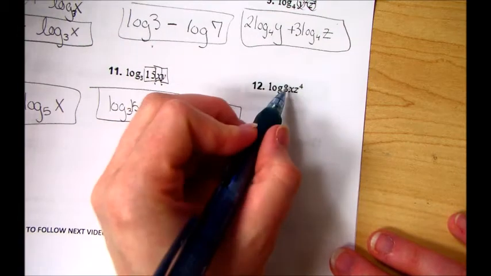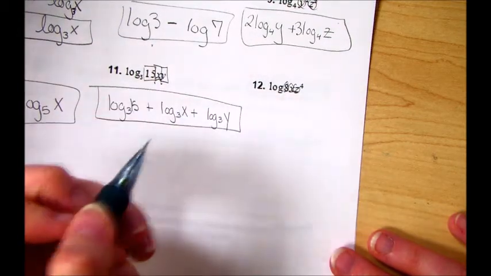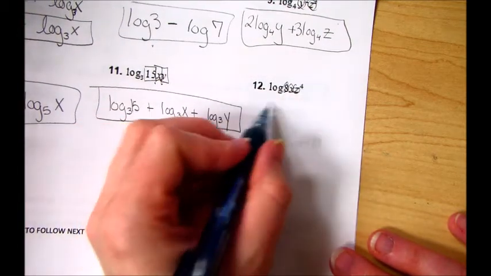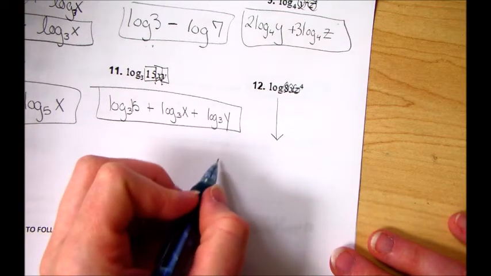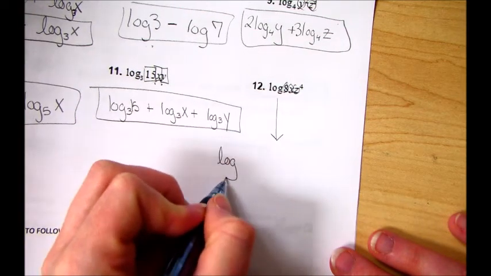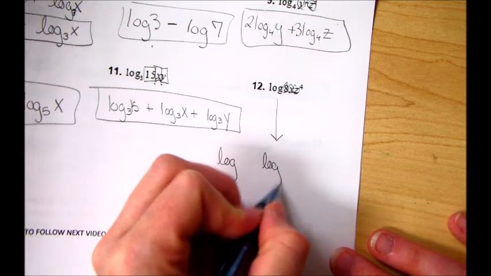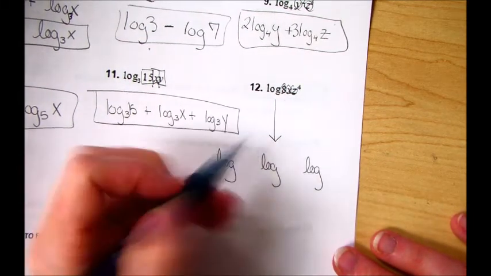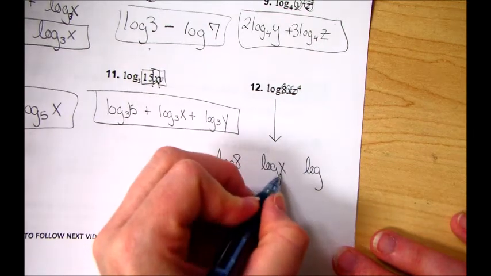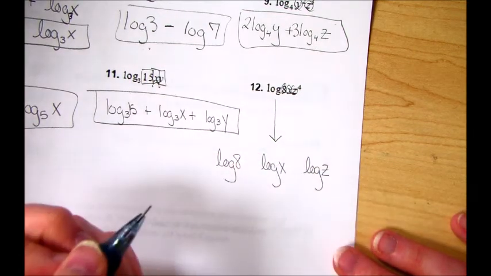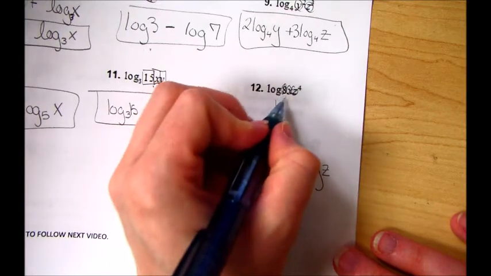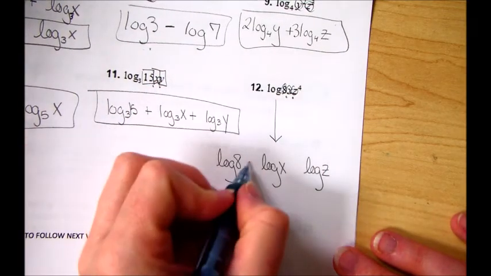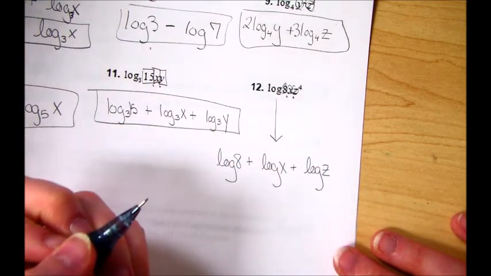Number 12, I'm going to need a log for the 8, the x, and the z. So I'll write it down here because I need to spread it out. So here's my log with a hidden base of 10, log hidden base of 10, log hidden base of 10. So the 8 goes in the first one, the x goes in the second one, the z goes in the last one. They're all multiplication up here, which means they're all going to be addition down here.